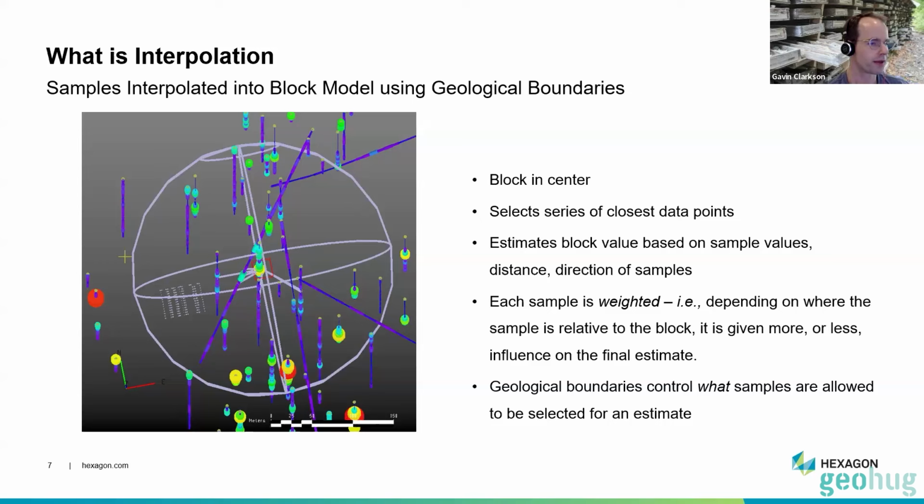Those samples are weighted depending on where they are relative to the block, where they are relative to each other, and depending on how they're compared with your variogram model or your search distances, each is given more or less influence on your final estimate. But any interpolation is essentially just a weighted average, and calculating the weights for any individual sample is where the variograms come into it. And then the geological boundaries that you created earlier control what samples are allowed to be selected for an estimate. And you also typically do a search ellipse around each block to ensure that you're not looking kilometers away for any individual samples, and those limitations.